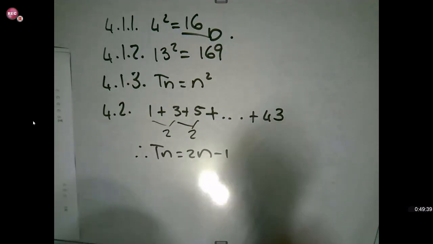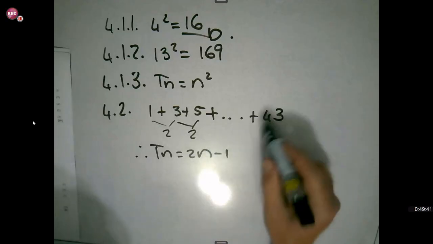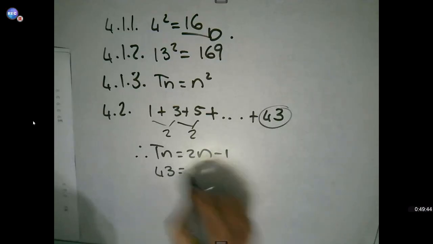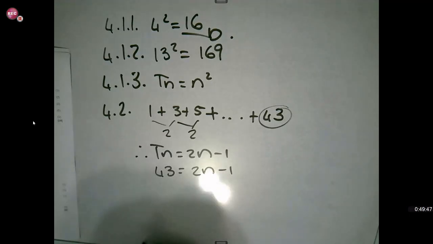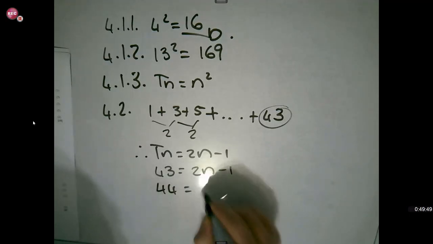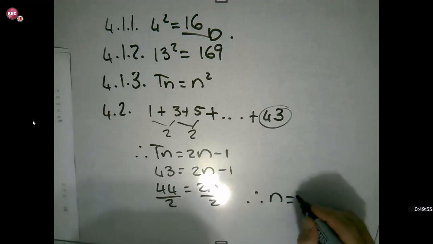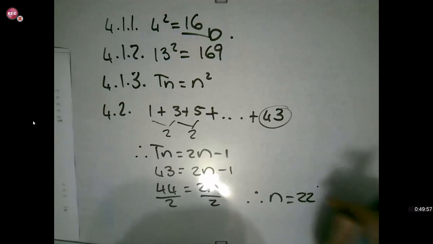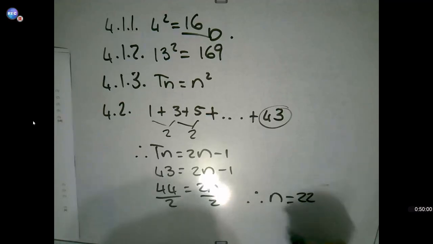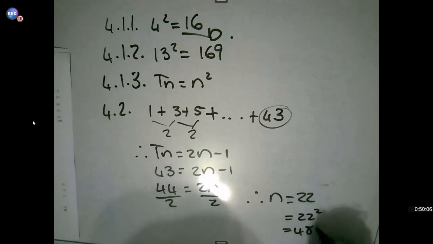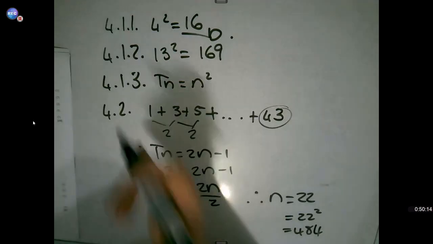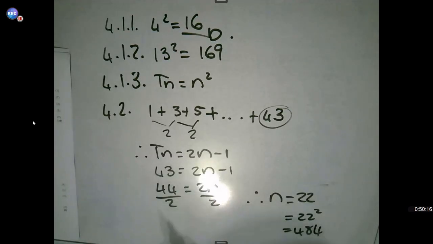So what we do then is take the general rule. We take the last value, which is 43, and we say 2n minus 1 equals 43. We make it 44 as you carry over the 1. Divide by 2. So n is then equal to 22 in that case. Which means that position number 22, if you square it, should give you 484 as the value of that position. So that is the value of the number sequence that was given to you in this case.